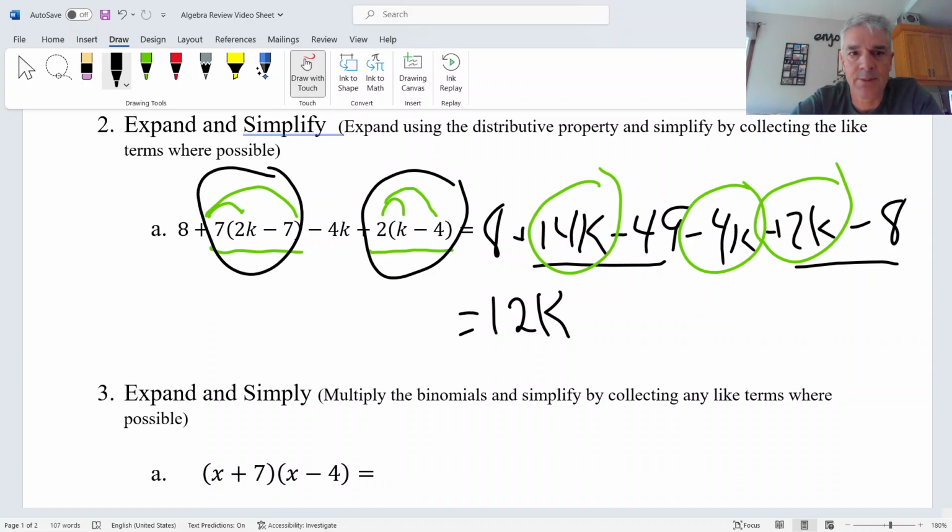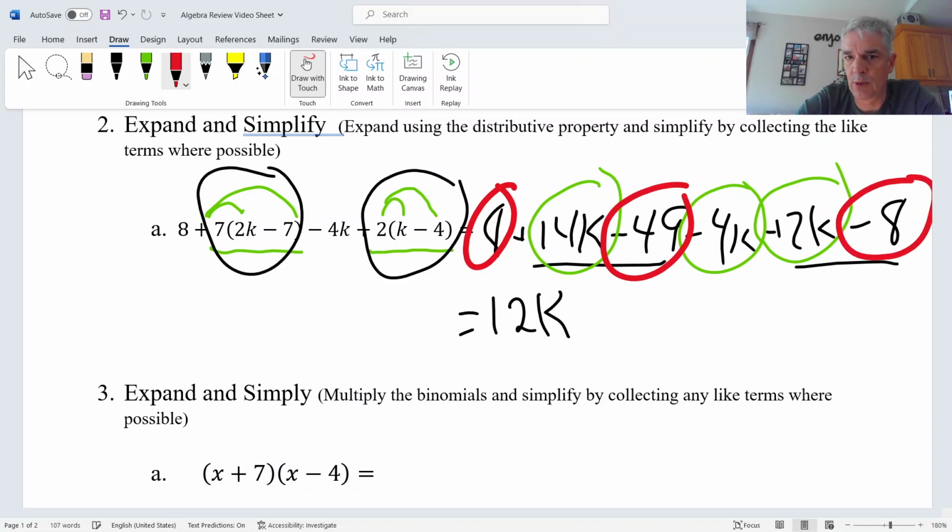Then last but not least, I'll use red and I'll circle all my constant terms, right? 8 minus 49 minus 8. Well, in fact, what I recognize here fairly quickly is if I have 8 minus 8, that's 0. So I'm just going to be left with minus 49. But if you're not sure, take your calculator, put in 8 minus 49 minus 8, and get an answer. You will come up with the answer of minus 49.